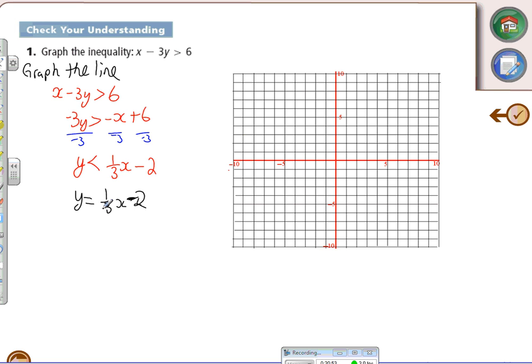Let's graph this one. And then you have to decide, are you going to use a solid line or a dotted line? Your y-intercept is negative 2, and your slope is 1 over 3. Up 1, right 3. Up 1, right 3. Or down 1, left 3. Connect your dots. You've got your line.